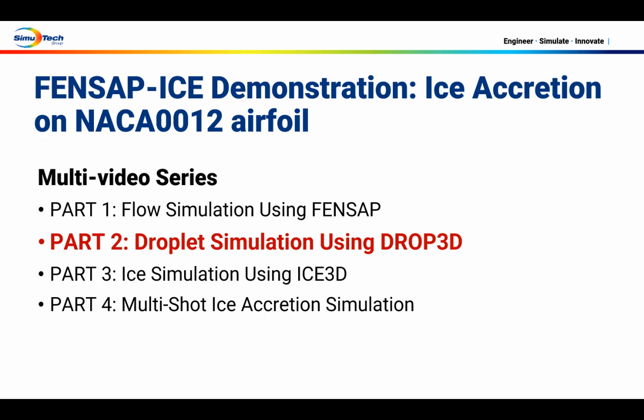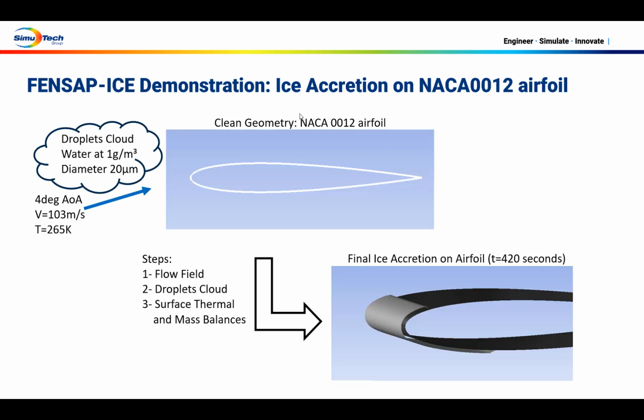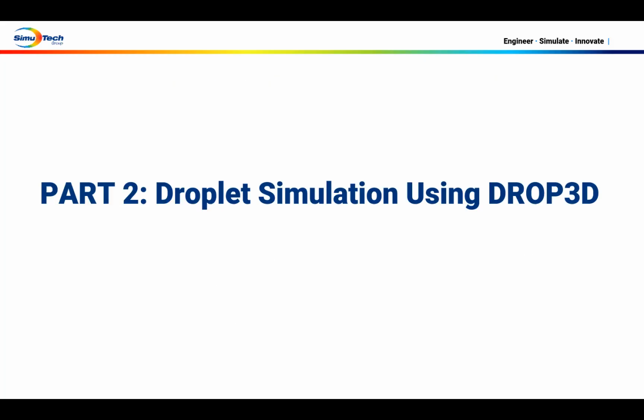This video is the second part of a multi-video series on the modeling of ice accretion on an airfoil using FENSAP-ICE. The geometry used will be an NACA 0012 airfoil. The parameters can be seen on the left, and the steps followed will be first to model the flow field, then the droplets cloud, and then the surface thermal and mass balances to get that final ice shape. Part 2 will focus on the droplet simulation using Drop3D.